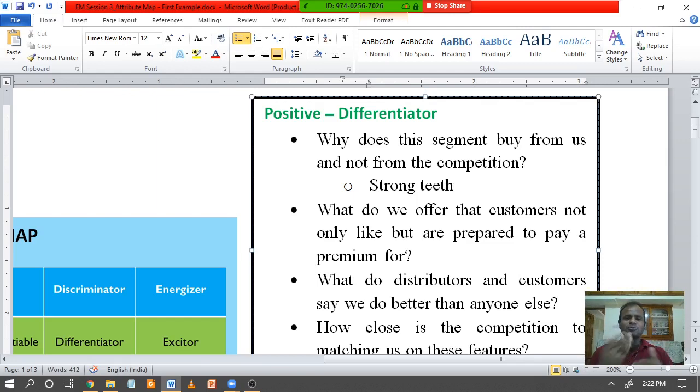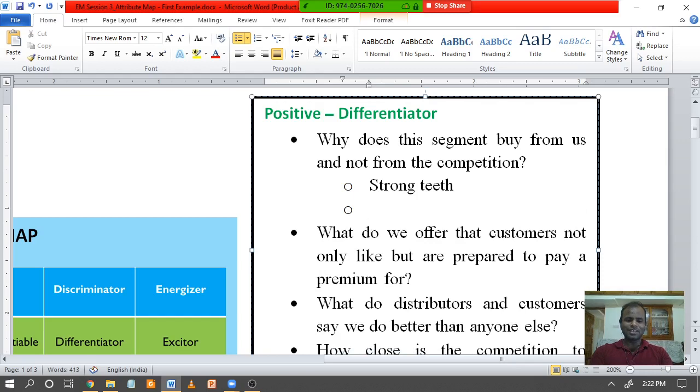Now, how does Pepsodent sell their toothpaste? What is the key statement they tell in all their advertisements? They say germ check. You remember their advertisements? What does Pepsodent say? We give you germ-free teeth, right?